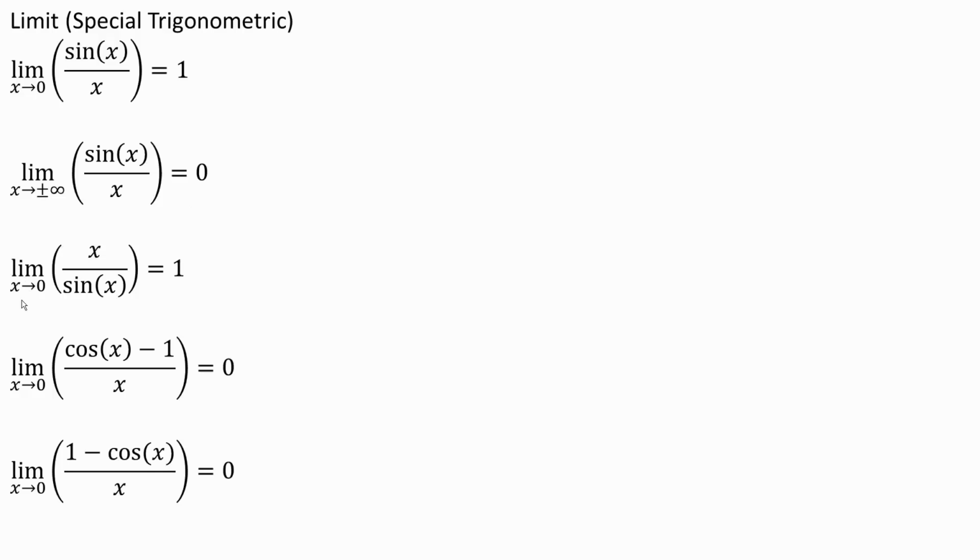Limit as x approaches 0 for x divided by sine x would give us 1, and the limit as x approaches 0 for cosine x minus 1 divided by x would give us 0, and likewise limit as x approaches 0 for 1 minus cosine x divided by x would give us 0.